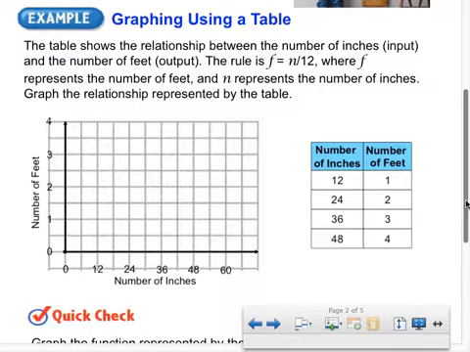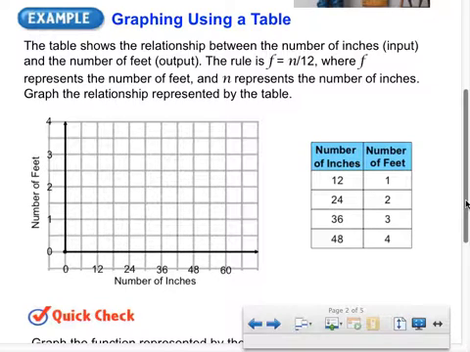All right, so for this, we have a graph. Remember the horizontal axis is the inputs or the x values, and the vertical axis, the up and down axis, is the y, the outputs. You guys understand? Okay, now here's what they give us, graphing using a table. The table shows a relationship between the number of inches input and the number of feet output. The rule is the function n equals n divided by 12.